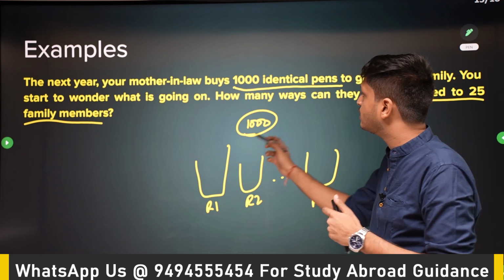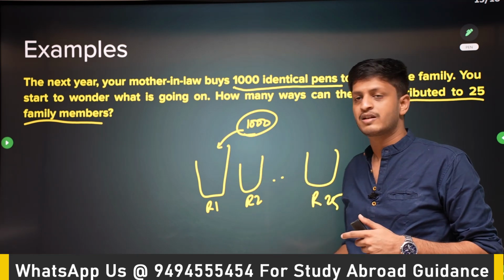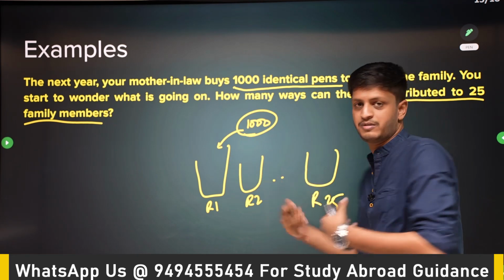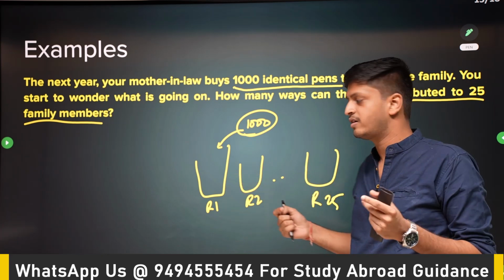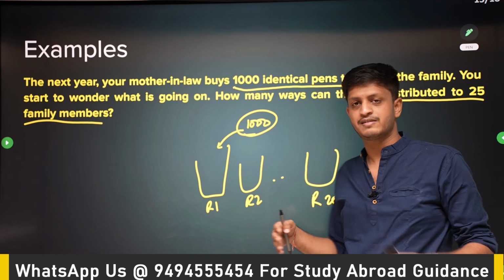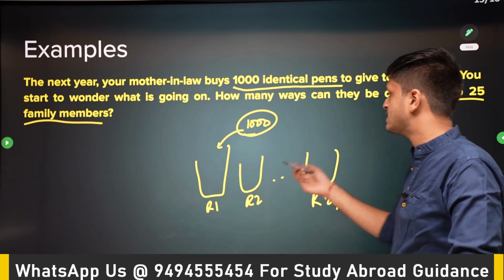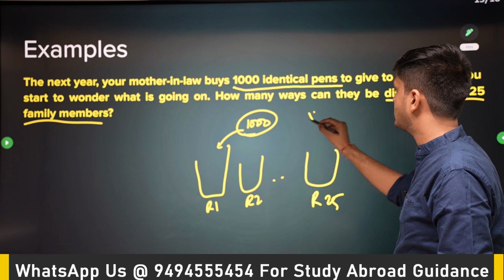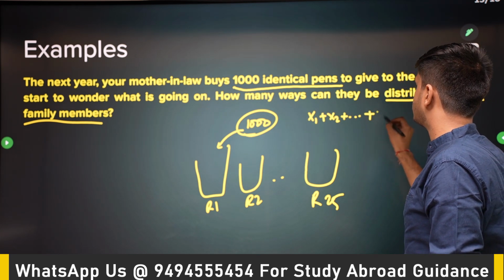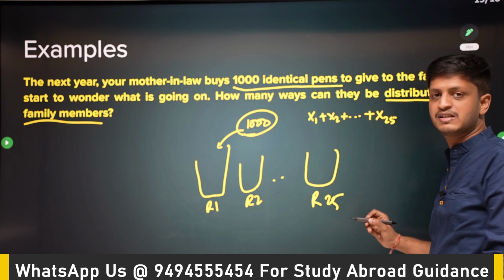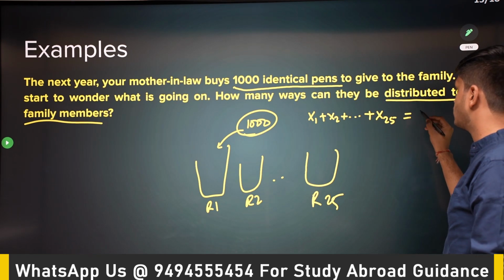You can either give all the 1000 pens to the first relative, or you can give some weird combination, like you can give 40 to each one of them. That is also a possible option. Or you can give all 1000 to the 17th relative and so on. So let's say the first relative gets x1 pens, the second relative gets x2, and so on. The 25th relative gets x25 pens, and you have to distribute a total of 1000 pens.